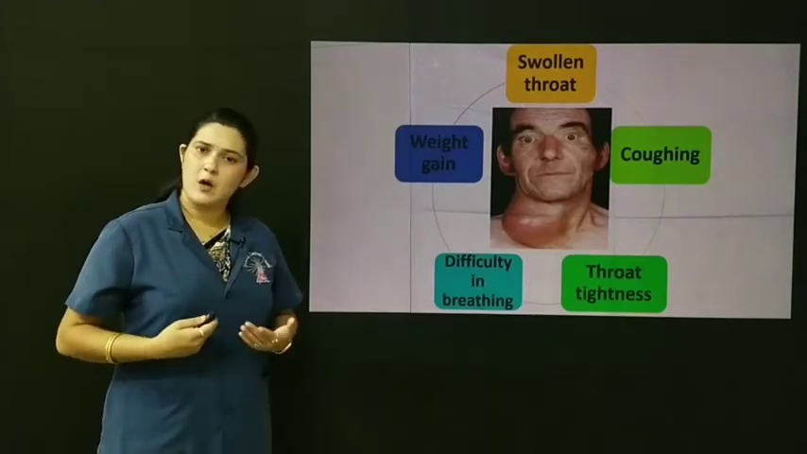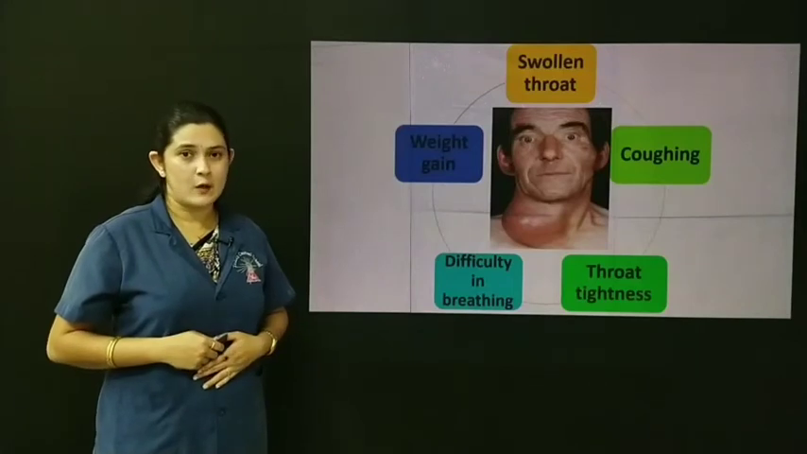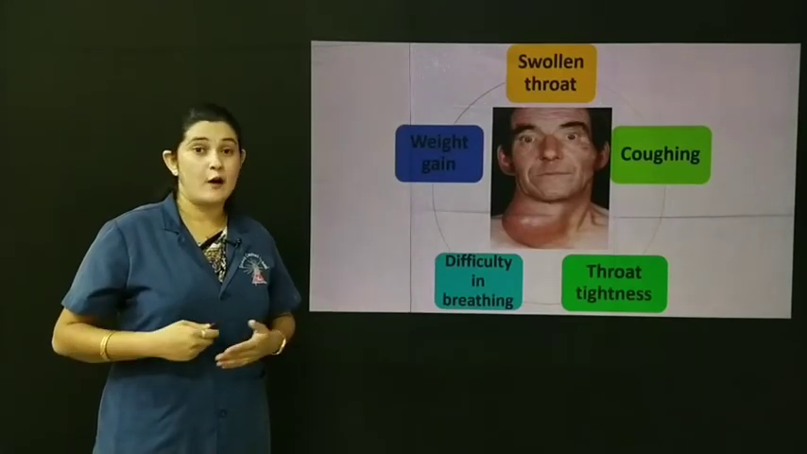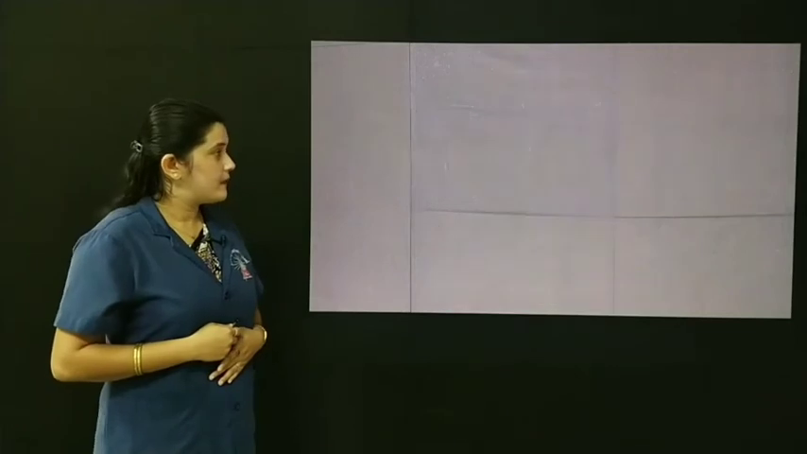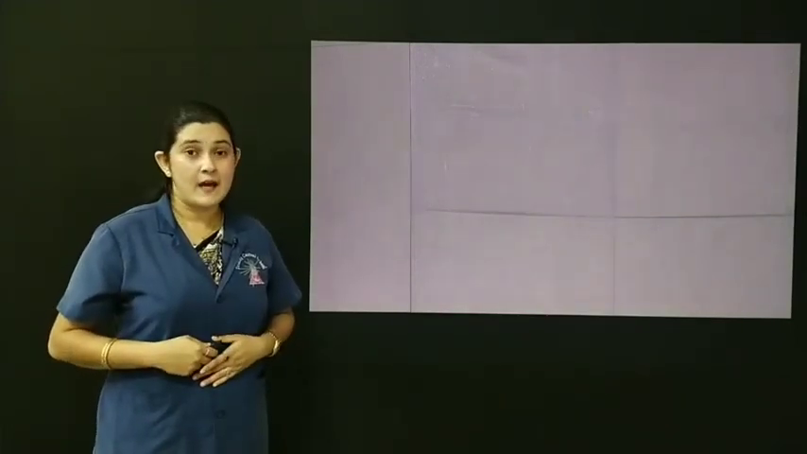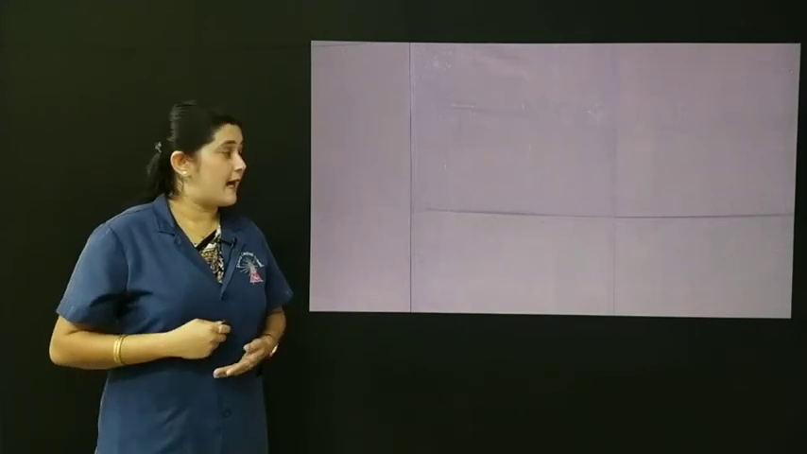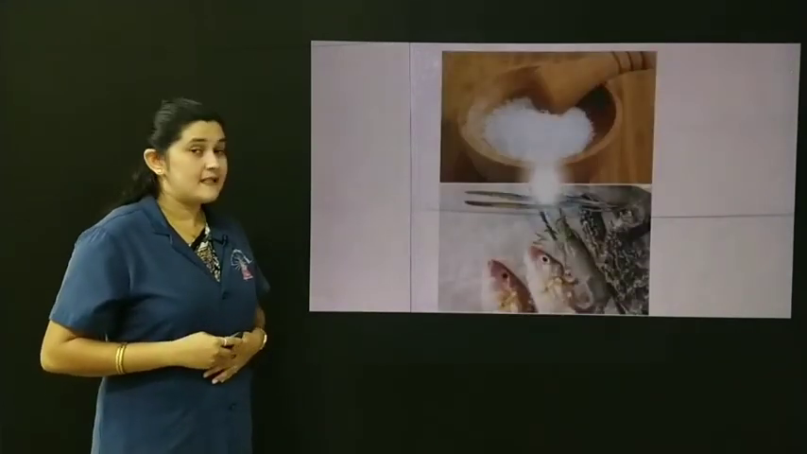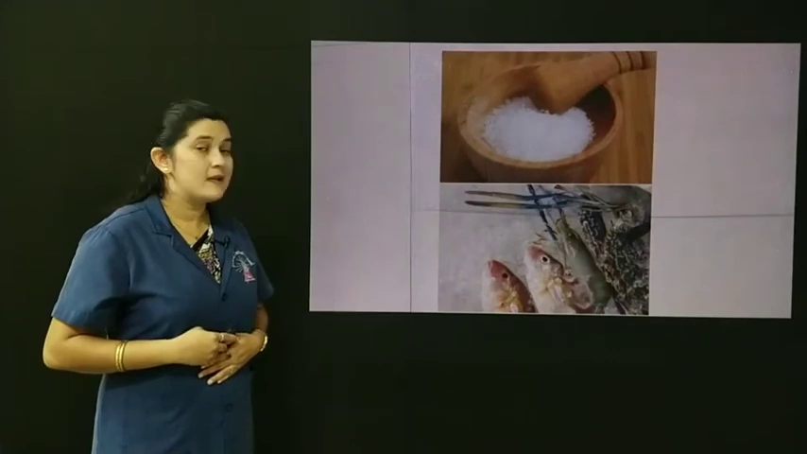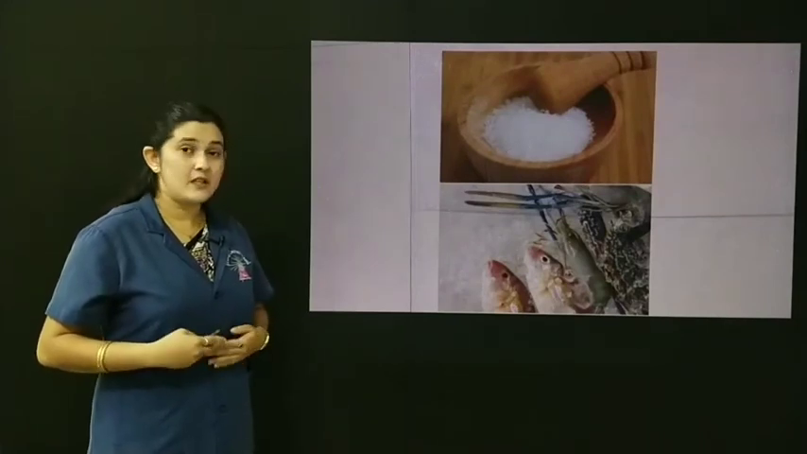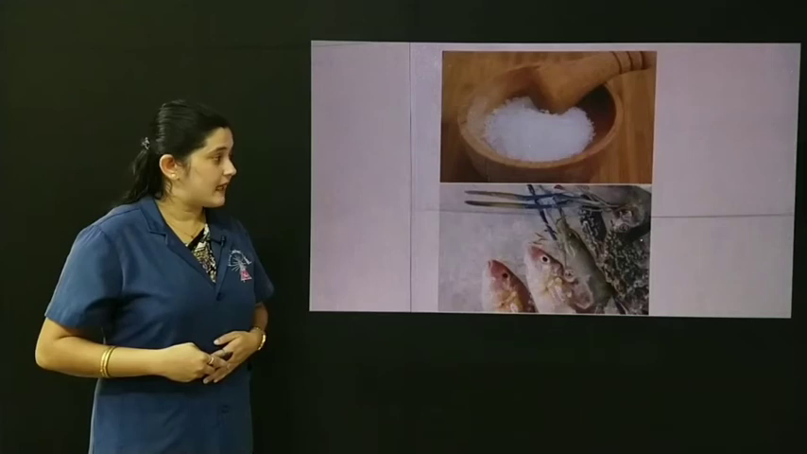How is the disease goiter caused? It is caused because of deficiency of iodine. So, the person who is suffering from goiter has to have the food that is rich in iodine, that is iodized salt, seafood that is rich in iodine, crabs and prawns.